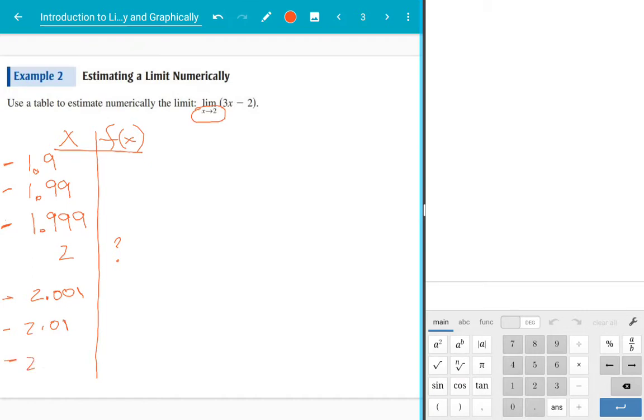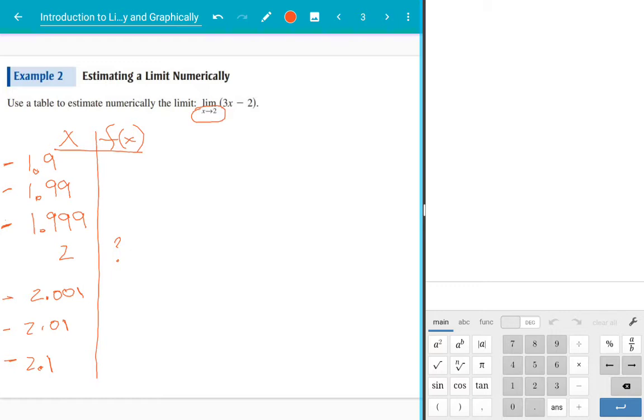And then we're going to do 2.1. So again, we're going to start at a 10th distance and work our way as close as possible to the 2. Now, the reason why we want to do this is we want to see if the behavior of the function is approaching a certain value, regardless of whether, when we plug in that value, we get that value or not.